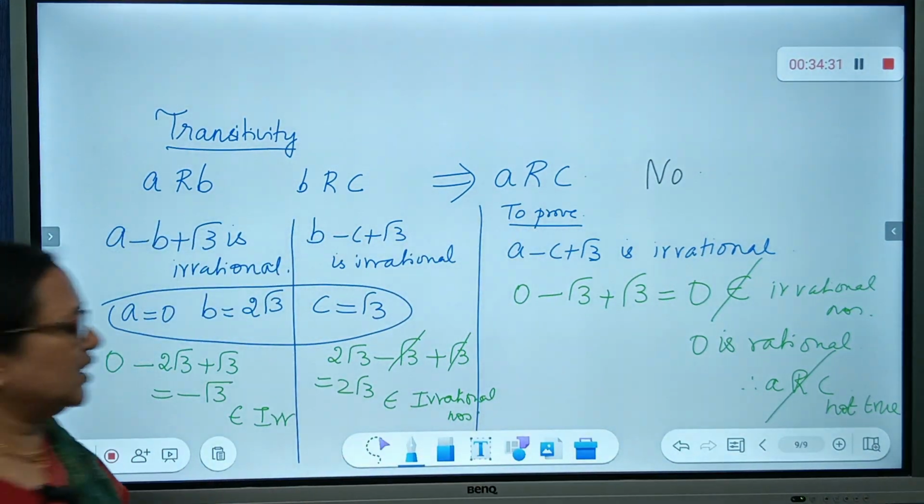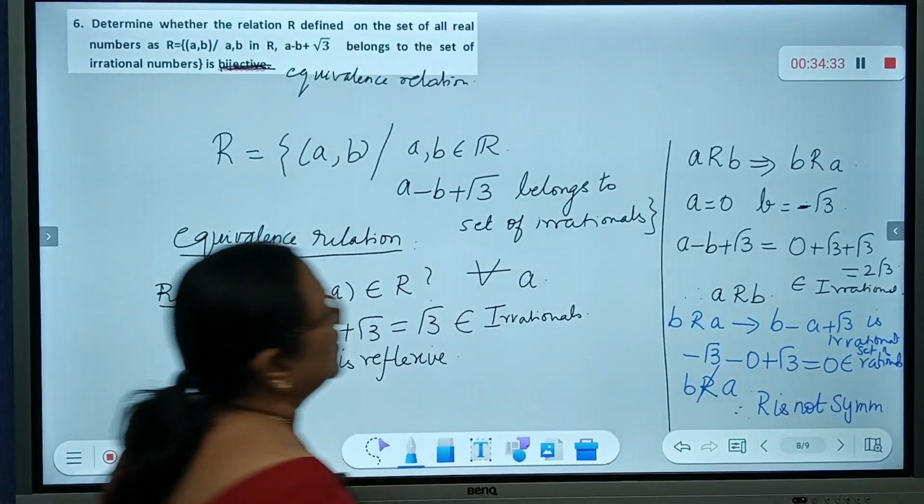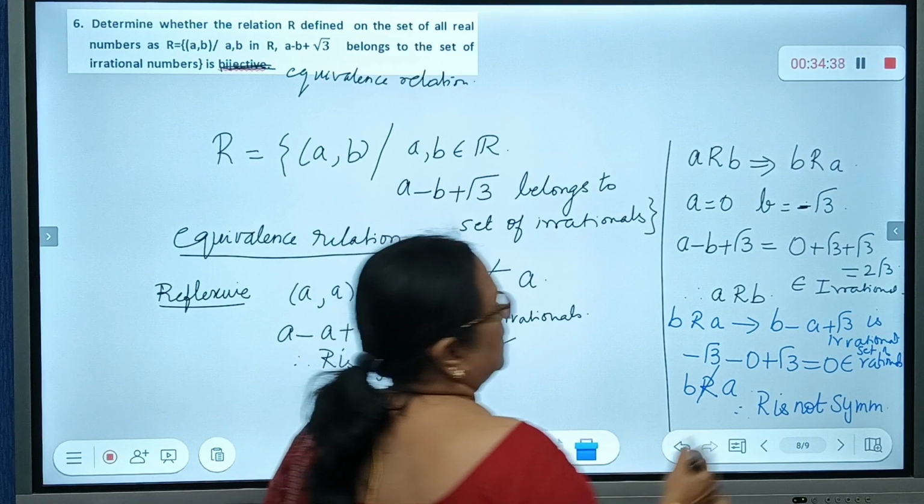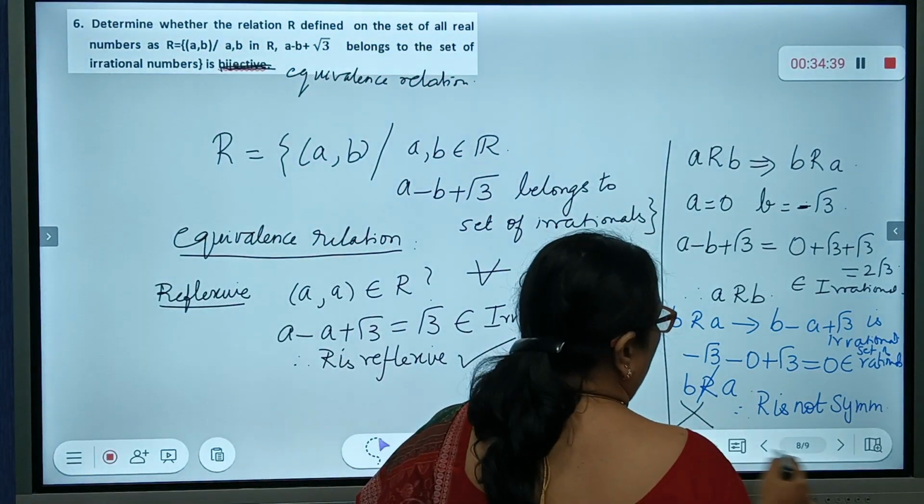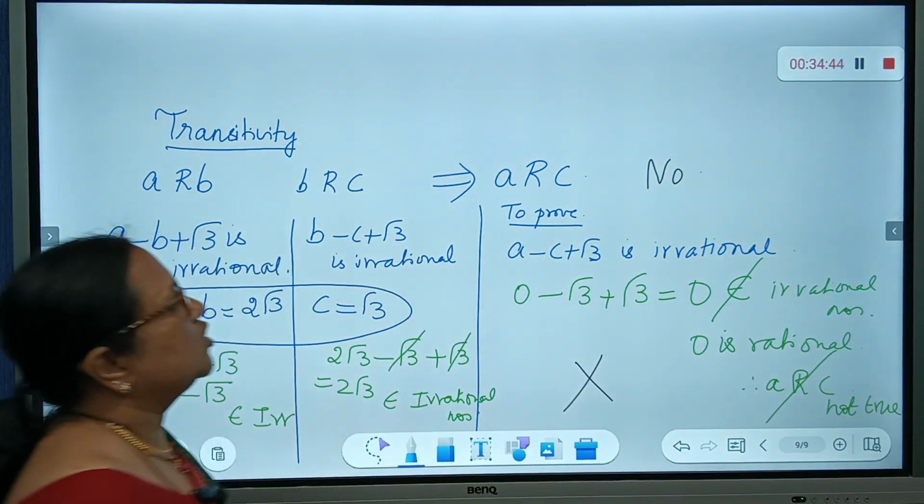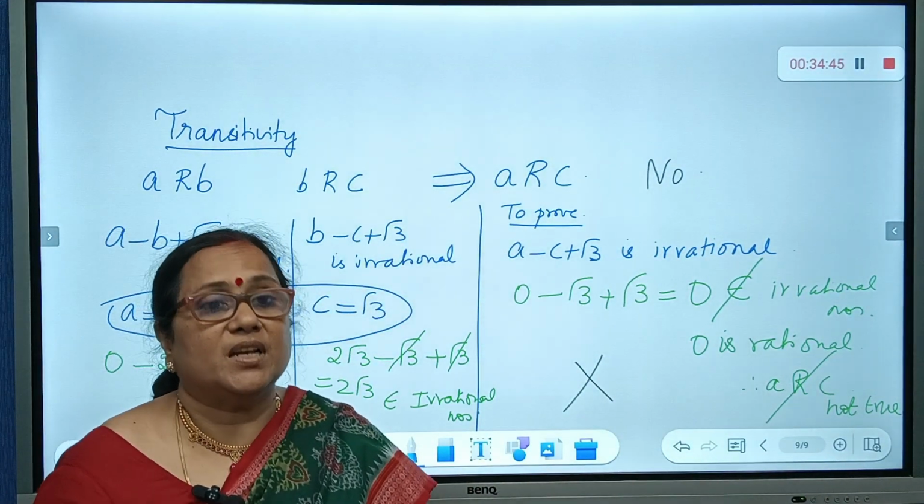So, if you look at the earlier slide, we proved that it is reflexive. Yes. Is it symmetric? No. Then it is not transitive either. So it is not an equivalence relation.